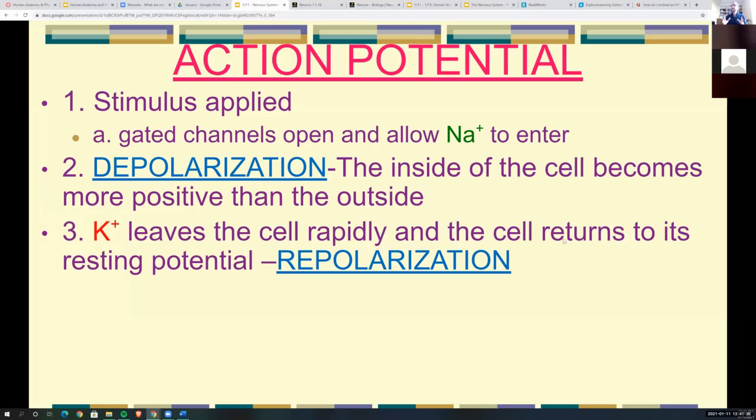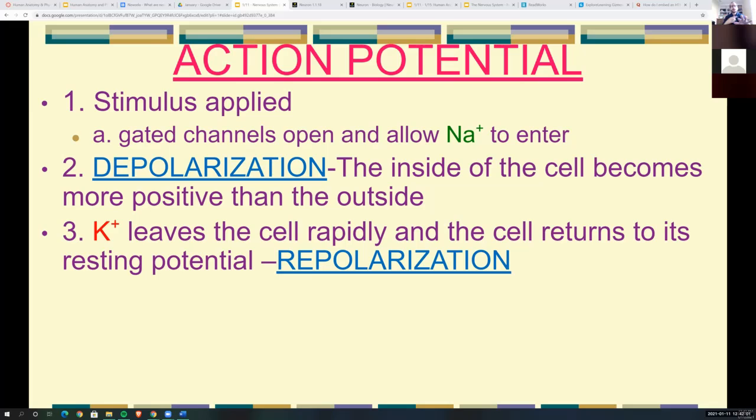The potassium then leaves the cell rapidly. Remember, it has those channels that it can just fly right through. And then the cell returns back to its resting potential. The reason for this step is because once something stimulates your neuron and stops stimulating it, we don't want that signal to keep being stimulated over and over and over again.